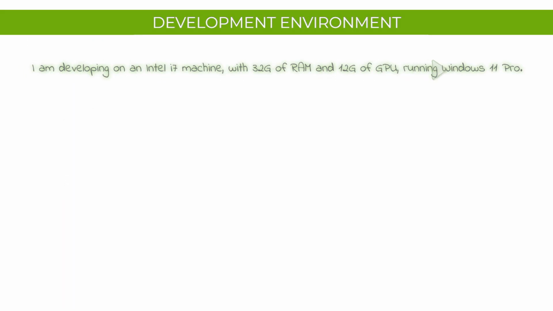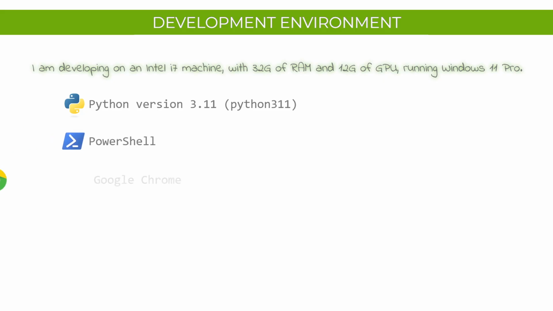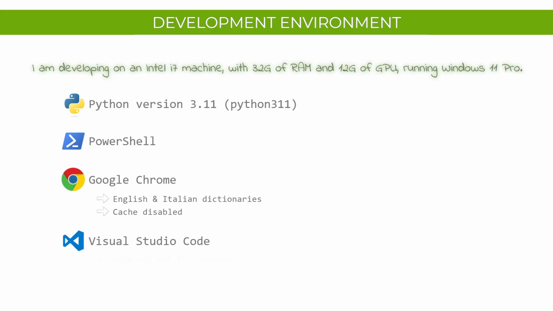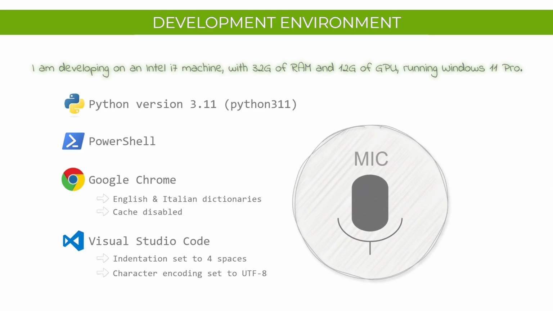I'm developing on an Intel i7 machine with 32GB of RAM and 12GB of GPU running Windows 11 Pro. I'm using Python version 3.11. Use this version or later for your project. I'm using PowerShell for my command line utility and the Google Chrome browser with English and Italian dictionaries installed and cache disabled. I'm using Visual Studio Code for my code editor with indentation set to 4 spaces and character encoding set to UTF-8. For voice recognition, at minimum, an inexpensive podcast mic will enhance your speech recognition and produce reasonable results.